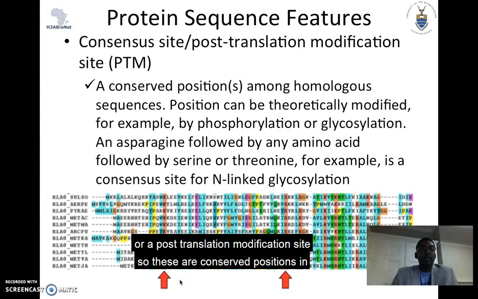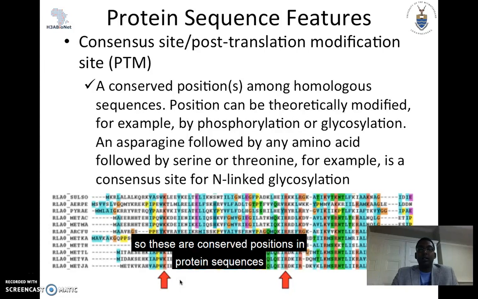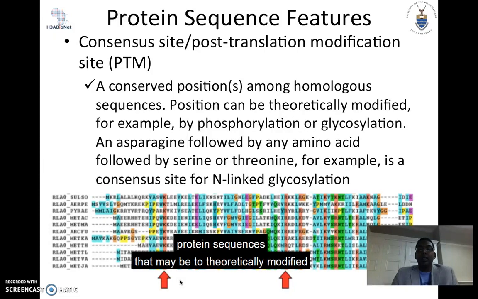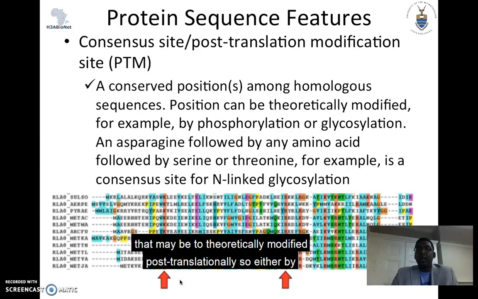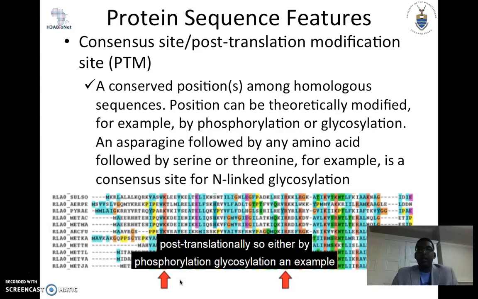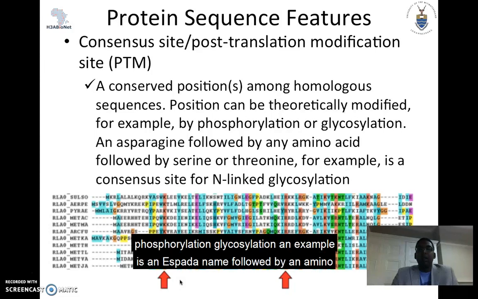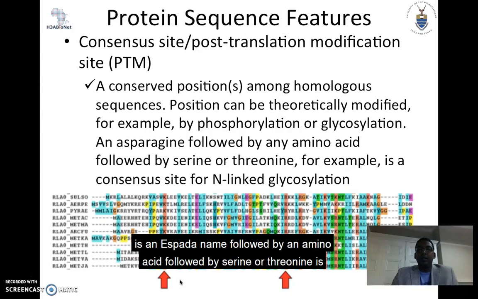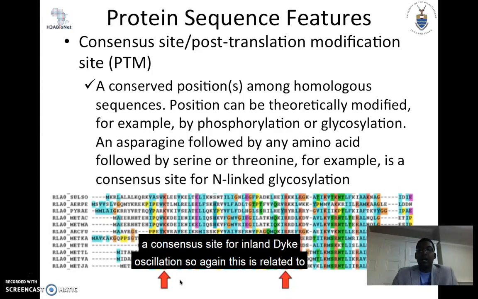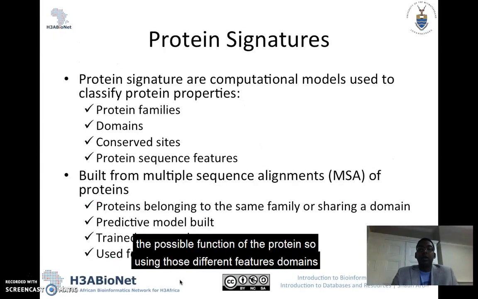The third type of sequence feature is a consensus site, or a post-translational modification site. These are conserved positions in protein sequences that may theoretically be modified post-translationally, either by phosphorylation or glycosylation. An example is an asparagine followed by any amino acid followed by serine or threonine, which is a consensus site for N-linked glycosylation. Again, this is related to the possible function of the protein.